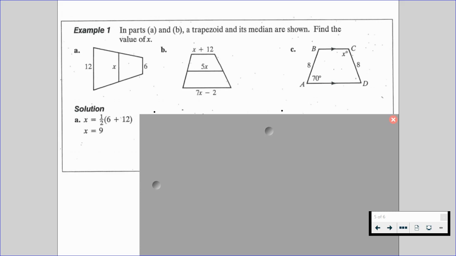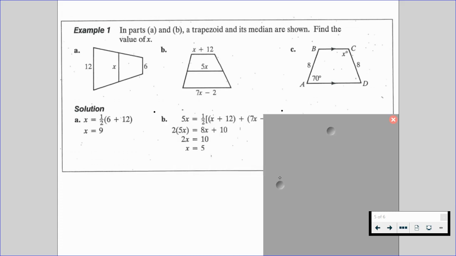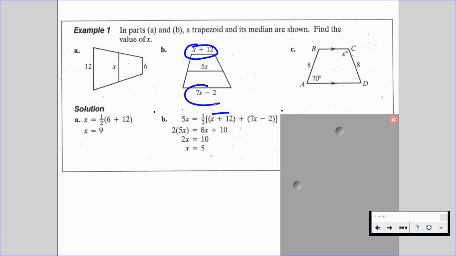For B, we have the bases of x plus 12 and 7x minus 2. We have the median of 5x. So we can take half the sum of x plus 12 and 7x minus 2, and that's going to be equal to 5x. So as we substitute in here, we end up with the value of x is equal to 5. Again, because we're taking half of each base. So we took half of x plus 12 and 7x minus 2, we add them together and we take half of it, and that's equal to our median of 5x.